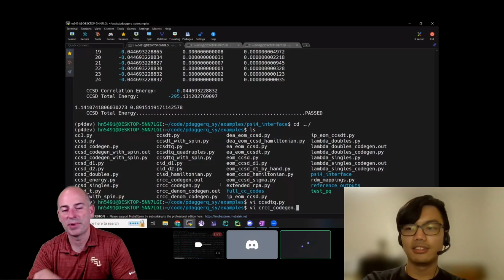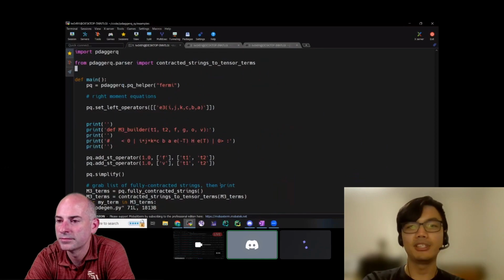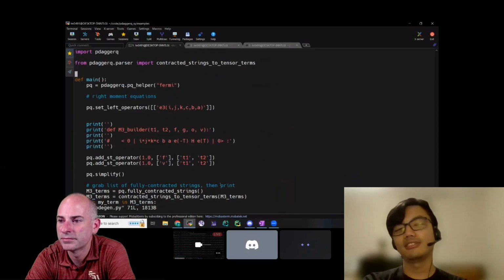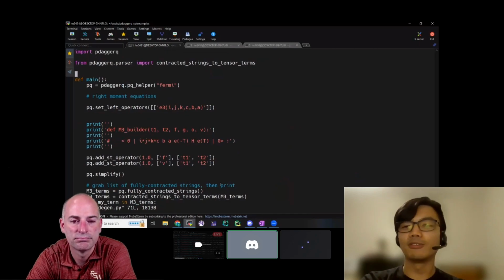So I have here CRCC cogen.py. Yes. So once I tested this and make sure that this works, I'll also push this. So I'll probably do 2 pushes, one for the open shell and one for a CR. Or sorry, pull request, not push.